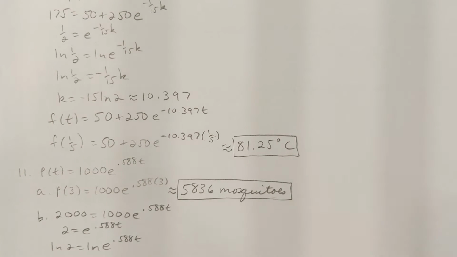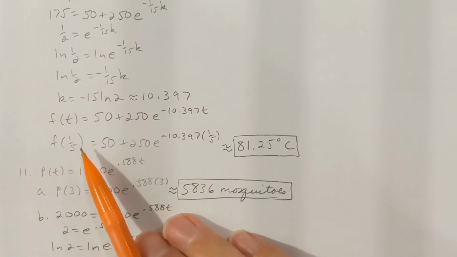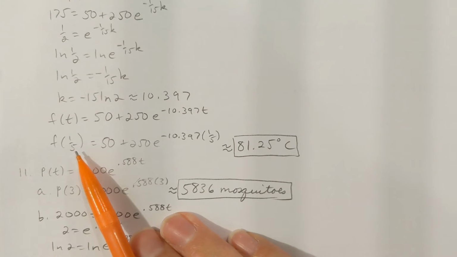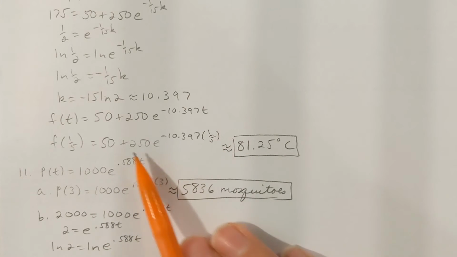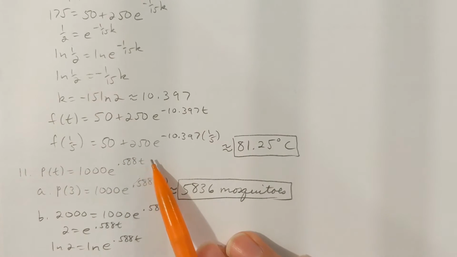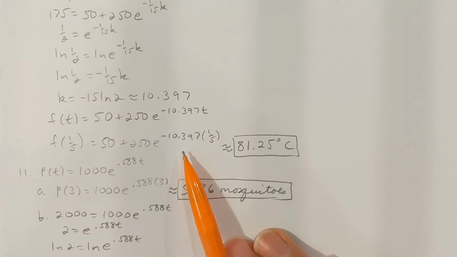Again, you're going to change minutes to hours. So 12 minutes would be 1/5 of an hour, since 12 times 5 is 60 minutes. So if I want to know what's happening at 12 minutes, I'm going to want to plug 1/5 into the function. Well, I've done that. And so then I'm going to go to the calculator and type this in.